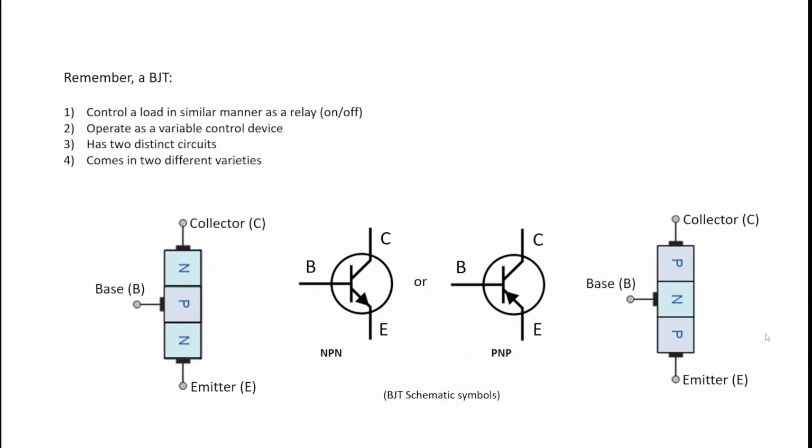So in closing, let's remember, a BJT can control a load in a similar manner as a relay, on or off, or it can control a load as a variable control. It has two distinct circuits, and it comes in two different varieties.